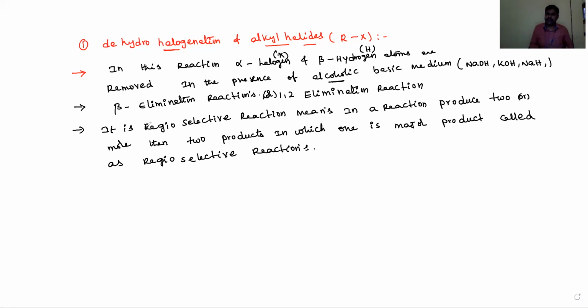Such kinds of reactions are called regioselective reactions. The dehydrohalogenation reaction, or elimination reaction, also belongs to regioselective reactions. In these reactions, two or more products are present. Among these products, the major product follows the Saytzeff rule. What is the meaning of the Saytzeff rule?